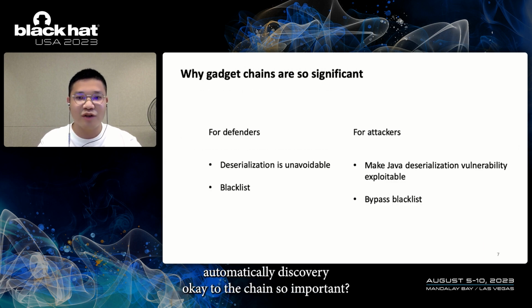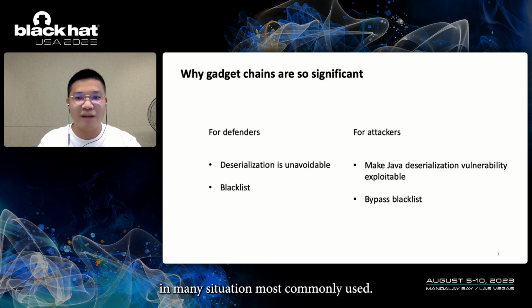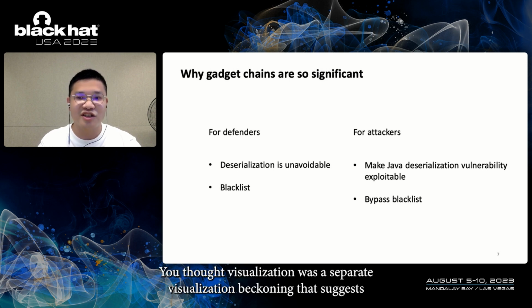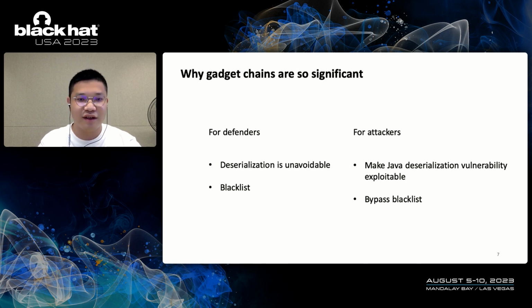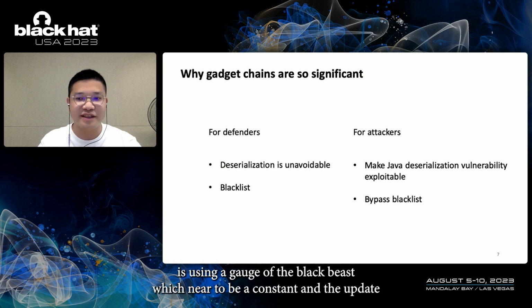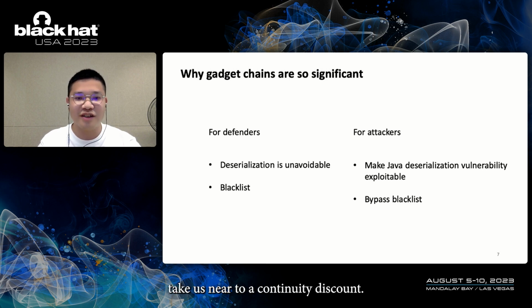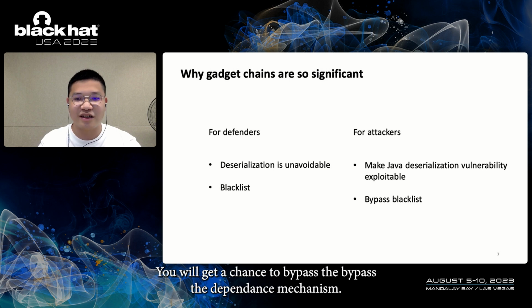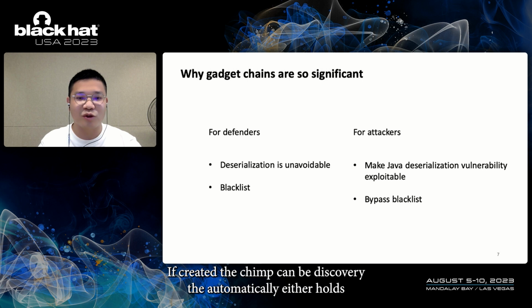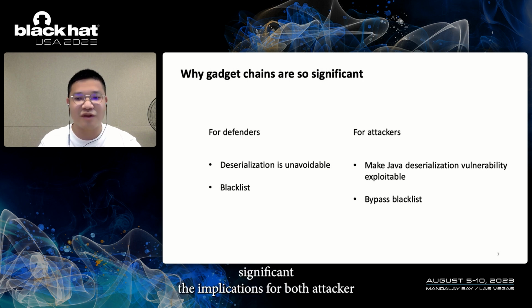Why is the automatic discovery of gadget chains so important? For defenders, deserialization is unavoidable in many situations, most commonly in RPC scenarios. And in large companies, replacing native Java deserialization with a simpler serialization mechanism, such as protobuf, is not an overnight process. Therefore, defenders need to mitigate deserialization vulnerabilities using a gadget blacklist, which needs to be constantly updated as new gadget chains are discovered. For attackers, a Java deserialization vulnerability is only exploitable if a gadget chain is found. Attackers need to continually discover new gadget chains to bypass the defender's blacklist. Therefore, deserialization gadget chains are extremely important. If gadget chains can be discovered automatically, it holds significant implications for both attackers and defenders.